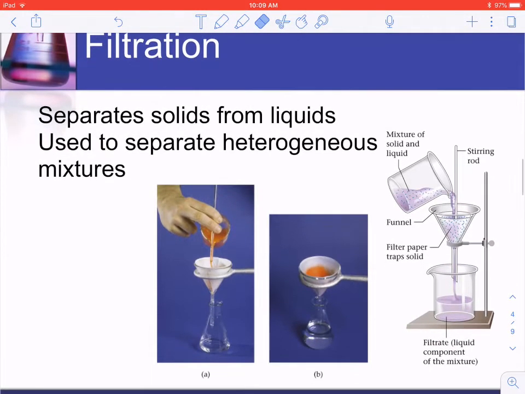So let's say we want to separate out a heterogeneous type of mixture. So we're looking at a colloid or a suspension. We have these big particles. One way we can do that is we can pour it through some filter paper. So this behaves a lot like if you've ever made coffee. You have coffee grounds in filter paper.